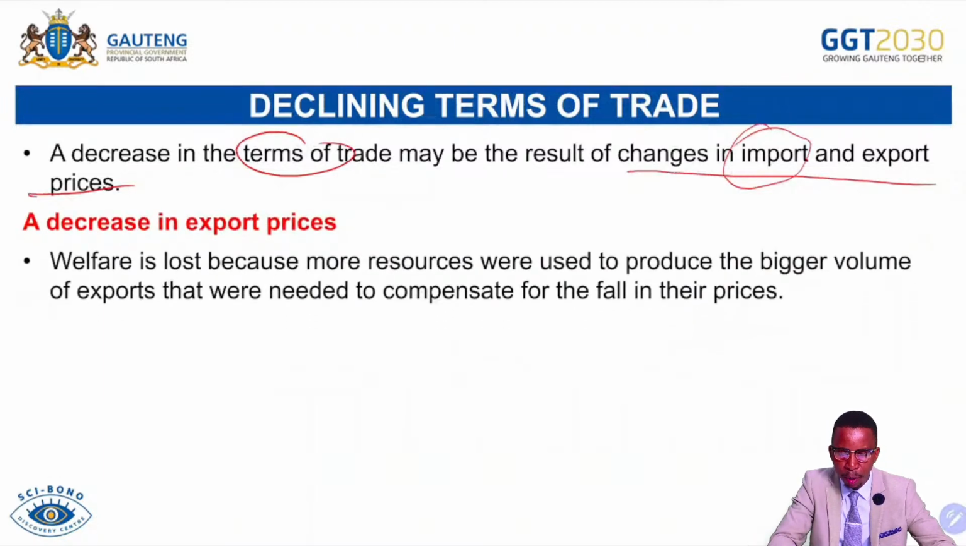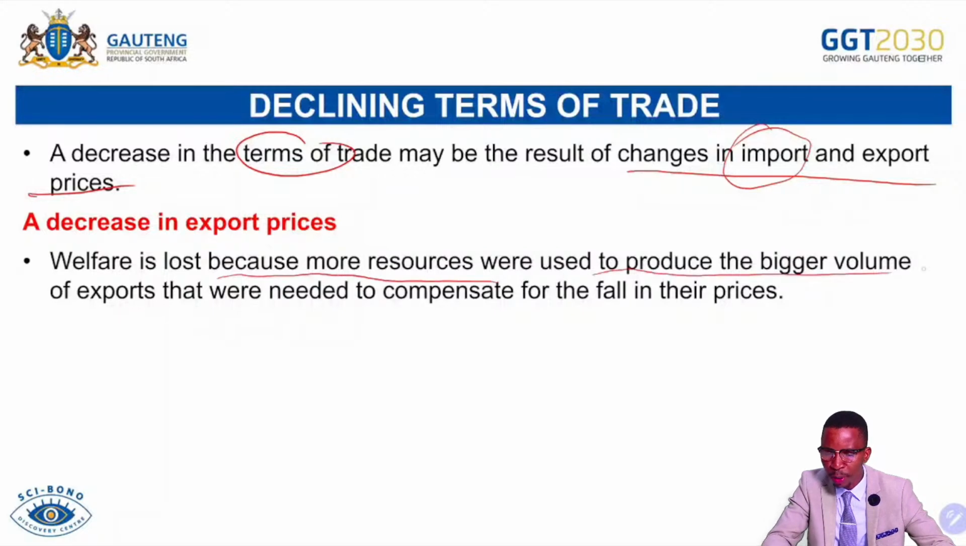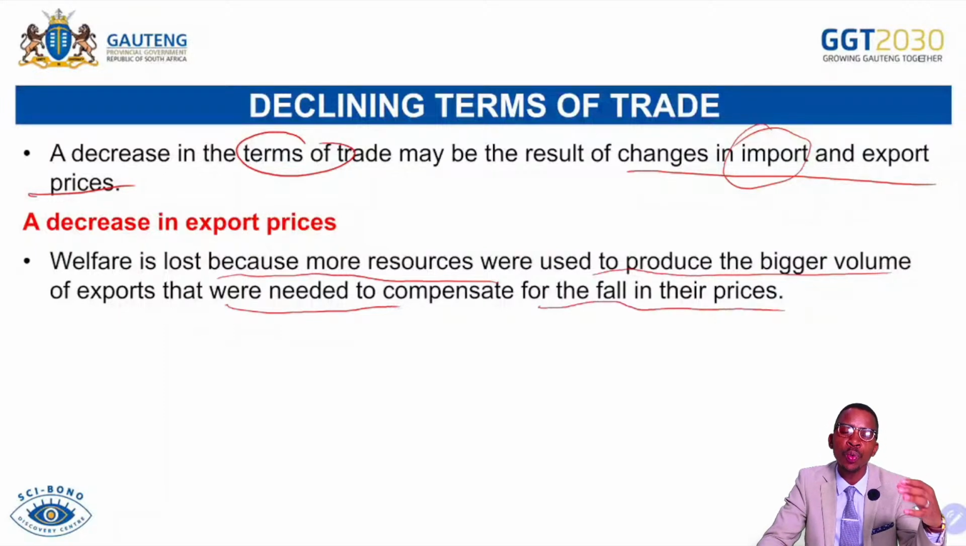Welfare is lost. Welfare is lost because more resources were used to produce a bigger volume of exports than were needed to compensate for the fall in prices. So it can happen that local firms produce using much revenue as they produce goods. However, because of the decrease in export prices, our goods will be sold at the lowest possible price abroad, which will lead to our local firms not receiving more revenues or more income on exported goods because of the decrease in export prices.